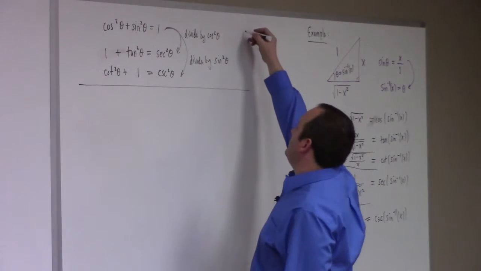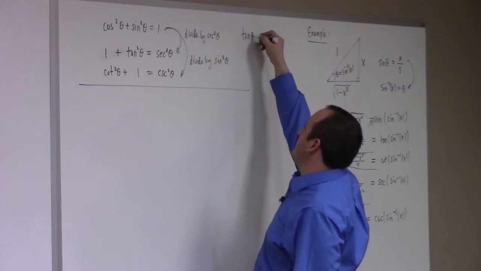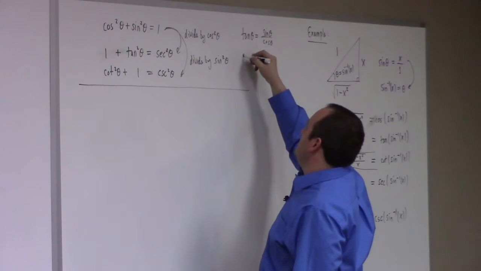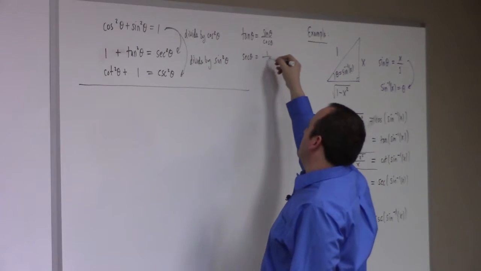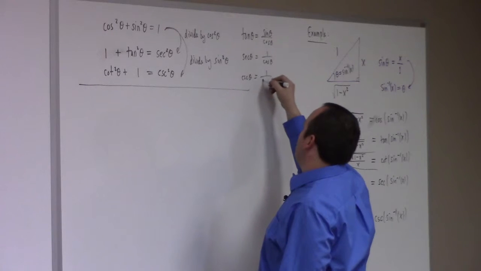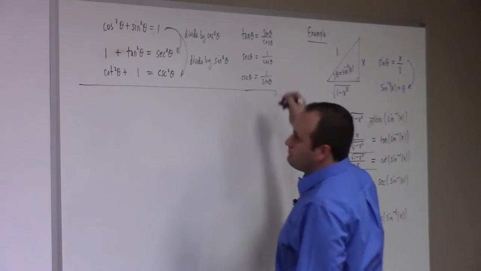I suppose we should also know the definitions, right? Tangent theta is sine theta over cosine theta. Secant theta, 1 over cosine theta. Cosecant theta, 1 over sine theta. All right, these things we know.